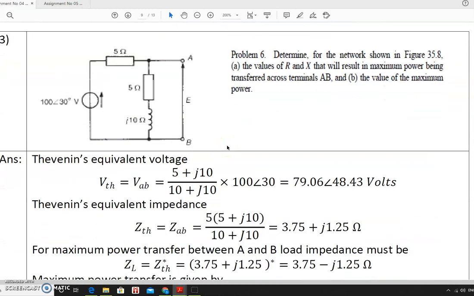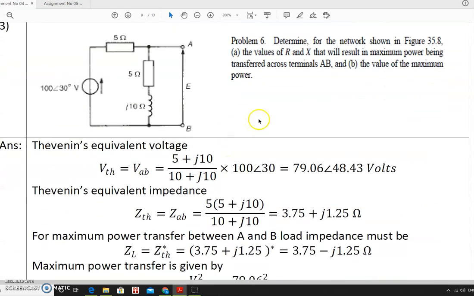Let us have the next problem. We want to determine the maximum power passing through the AB terminal. I have to connect a load between AB such that the power delivered by this source is maximum. Hence it is a problem of the maximum power transfer theorem. To determine the maximum power, it is necessary to calculate the Thevenin's equivalent circuit.